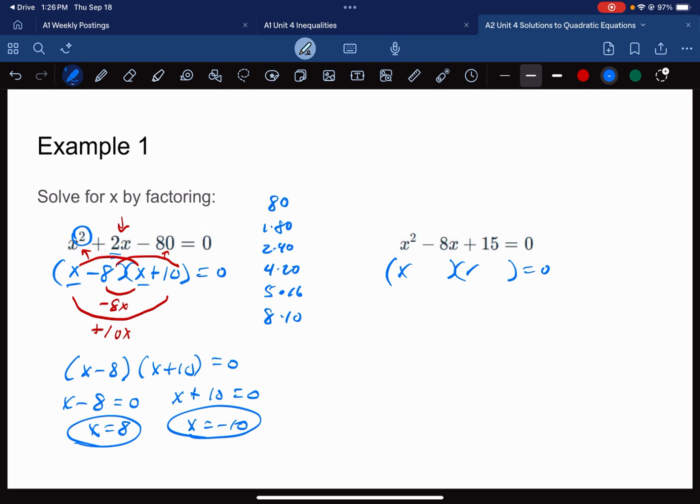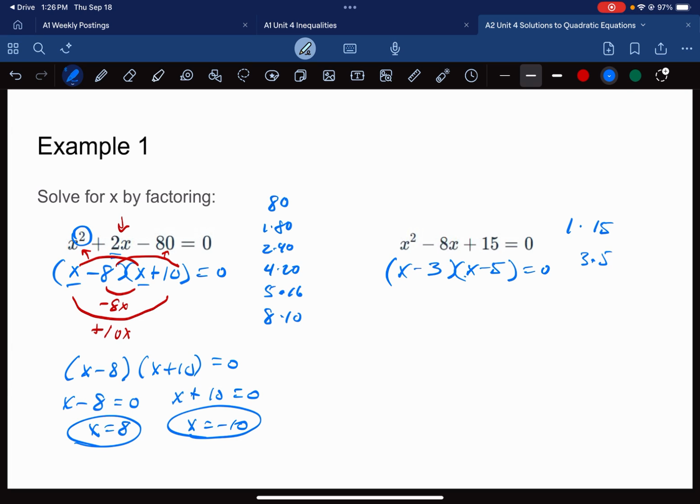So x squared comes from x times x. 15 doesn't have a lot of choices. I always do 1 times the number itself to start with because a lot of people just forget about that pairing. 3 times 5, that's my only choice. I need to get 8 in the middle. Well, the 3 and the 5 can give me that 8 as long as they're both negative.